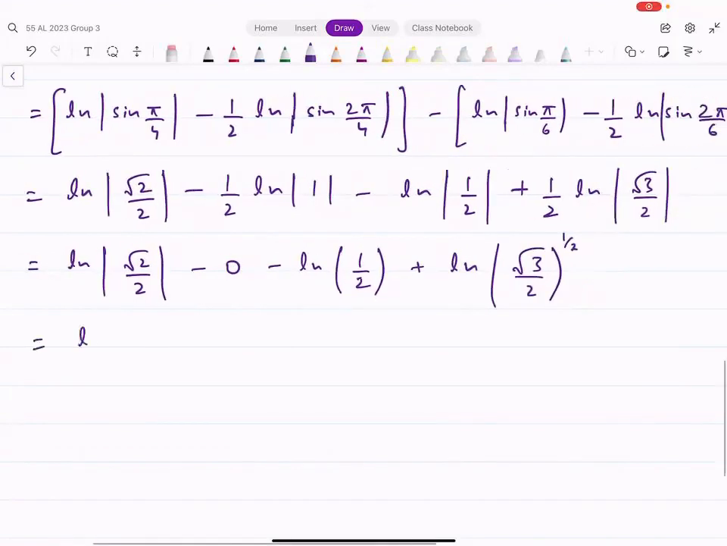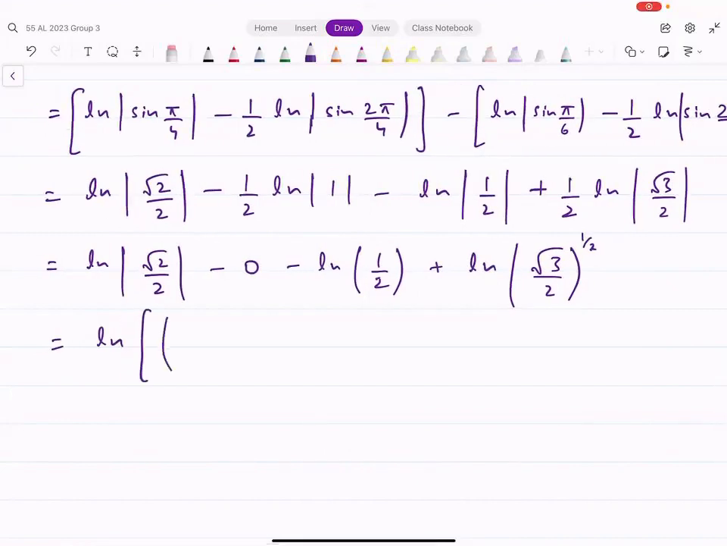Let's use the log rule now. ln of square root of 2/2, ये फर्स्ट आपके पास नंबर है, ये माइनस हो रहा है, ये 1/2 से डिवाइड हो जाएगा. ये प्लस आ रहा है, यहाँ पे आप मल्टीप्लाई कर दोगे किसके साथ, square root of 3/2 whole raised to power 1/2 के साथ. Any problems until this point?